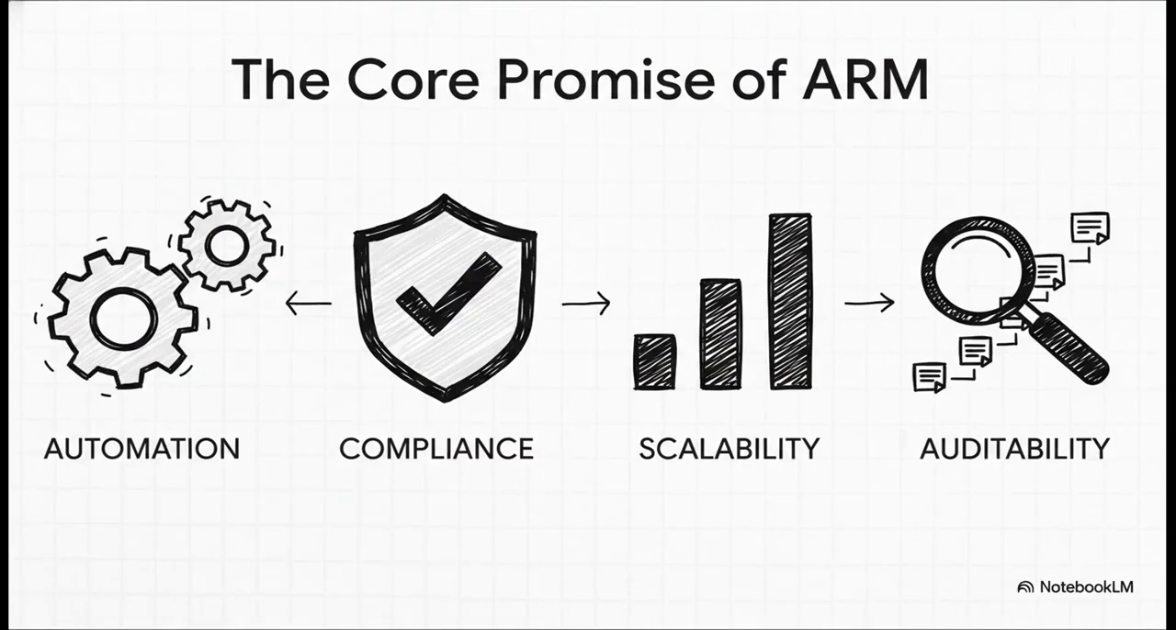When you boil it all down, ARM is really making you 4 big promises. Number 1, automation, so you can finally escape spreadsheet hell. Number 2, compliance, because it's built to handle the tricky rules like ASC 606. Number 3, scalability, so you can double your sales without having to double your accounting team. And number 4, and this is a big one, auditability. It creates this perfect, crystal clear trail that auditors just love.